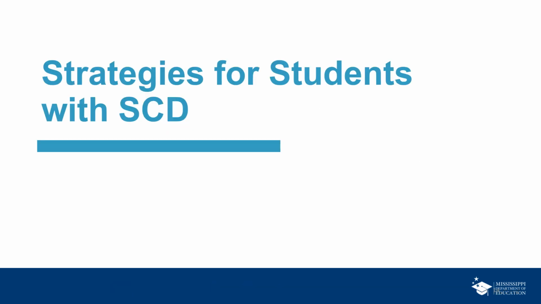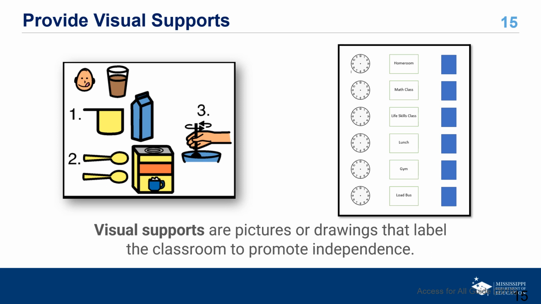Now we're going to discuss some strategies for our middle school and high school students. The first strategy that we are going to discuss are visual supports. These are extremely important when we want our students to become independent and successful in their environment. This can even mean going from a self-contained classroom to a general education classroom, because we know that's where we want most of our students. And all of our students need to spend at least some time in the general education classroom.